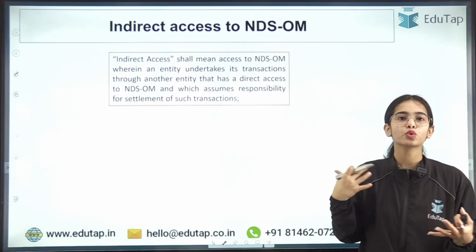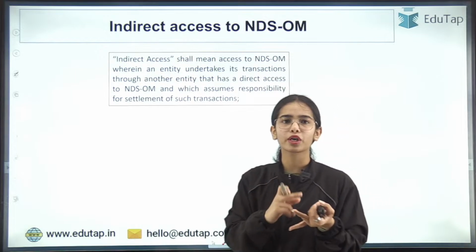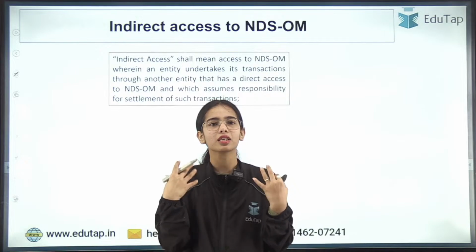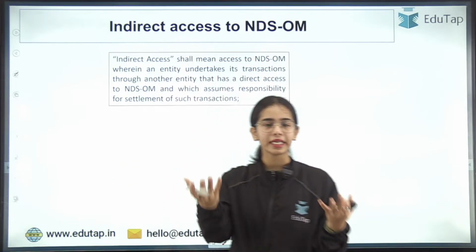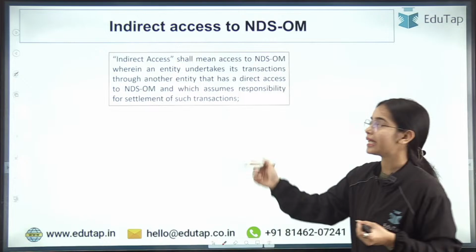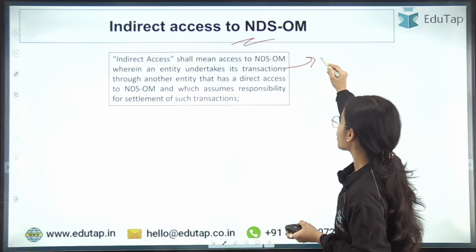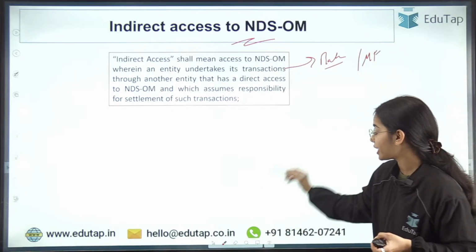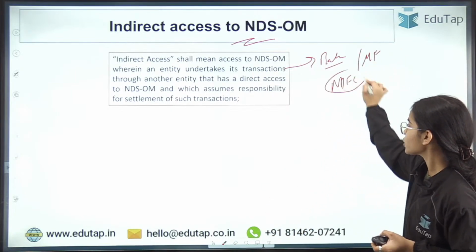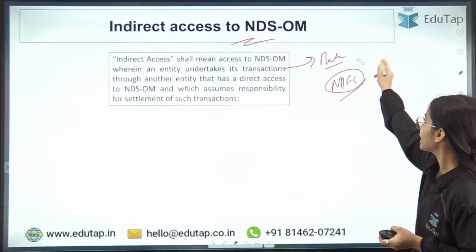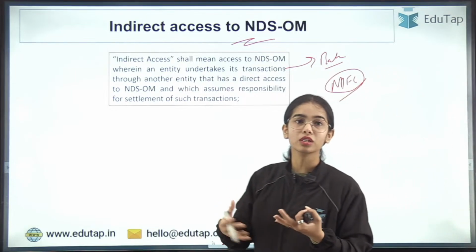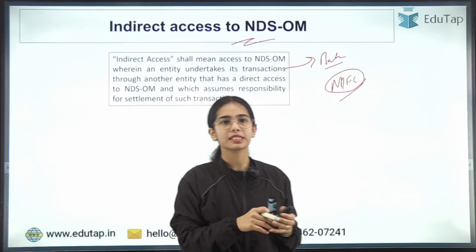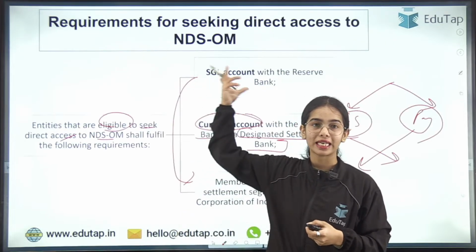Now let's say you are an individual, not a bank, not a mutual fund entity, not a provident fund entity, not an NBFC. You are like me, a single individual investor. You can have indirect access to NDS-OM through your bank, through your mutual fund, or through your NBFC. These banks and NBFCs have direct access, so they have the SGL account.